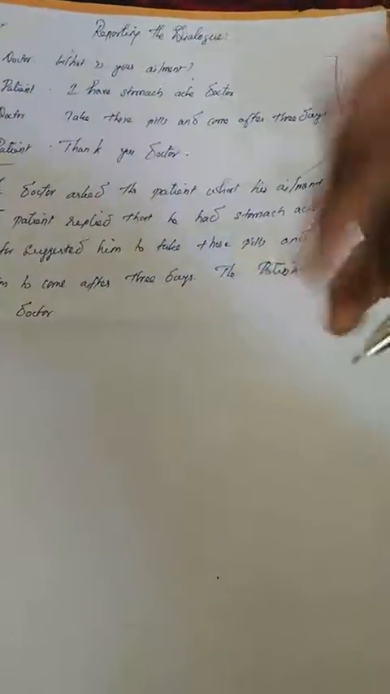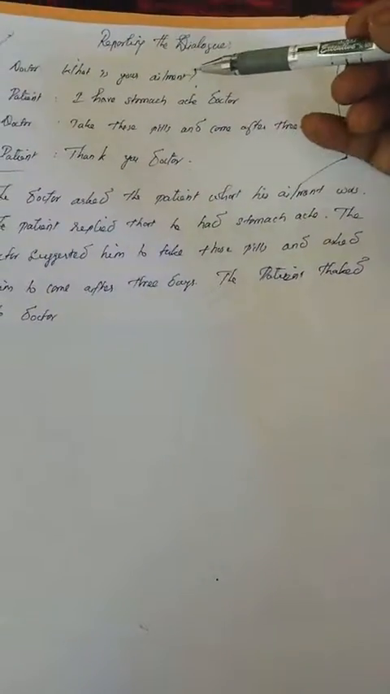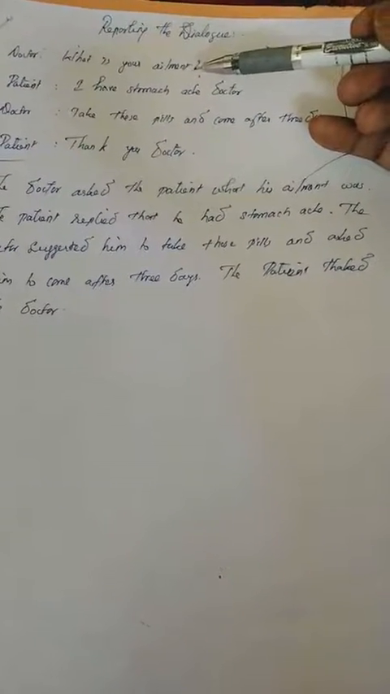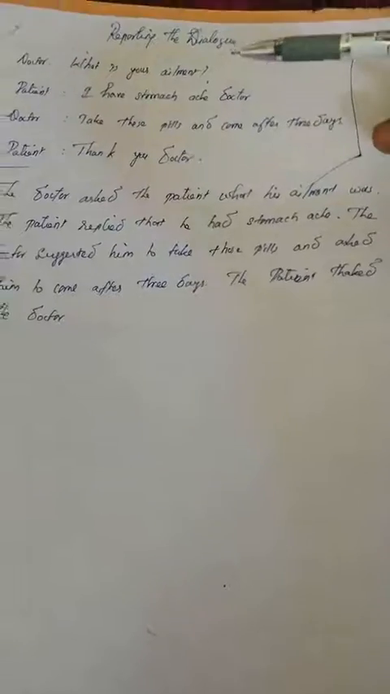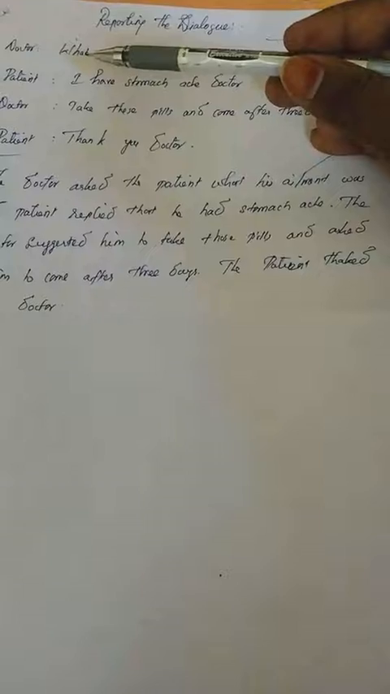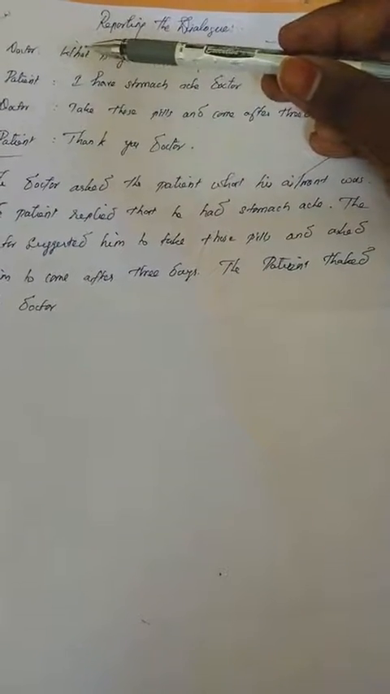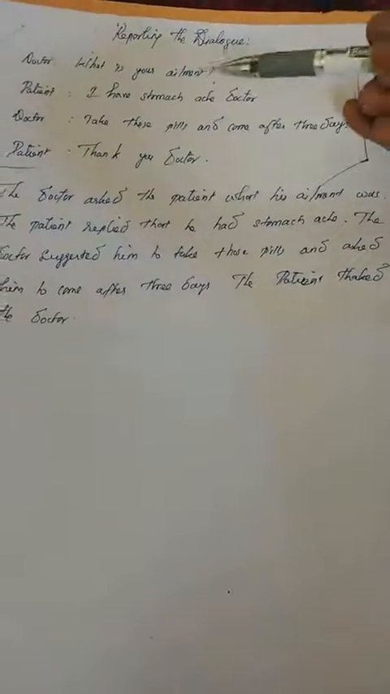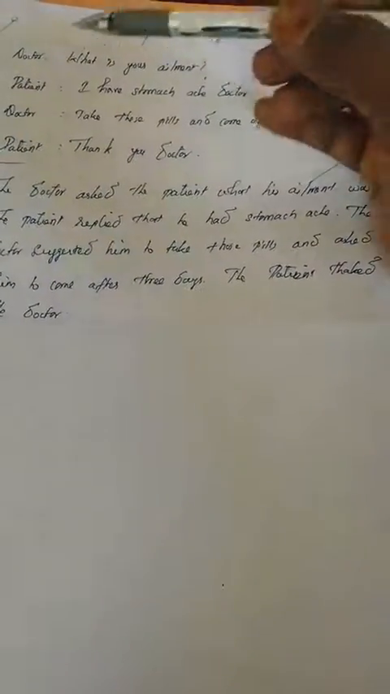That means it is a question, and the sentence ends with a question mark. Interrogatives have two types: WH type or yes/no type. In this sentence, what is your ailment, it is the WH type, not yes/no type. For WH type, you have to use the same WH word after the reporting verb. So this is the first sentence.